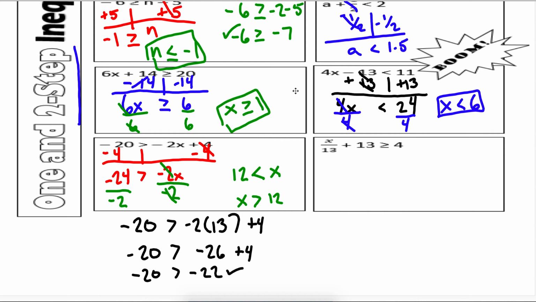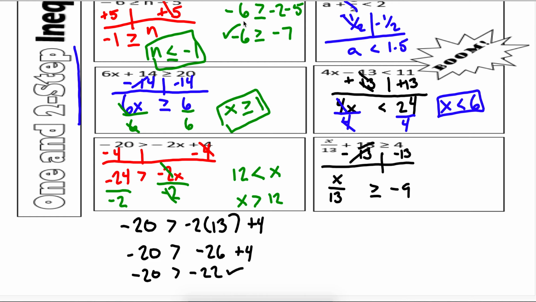Let's work here. We have x divided by 13 plus 13 greater than or equal to 4. Okay, first thing, let's get rid of this positive 13. X over 13, we got cancel out, greater than or equal to 4 minus 13. 4 minus 13 is negative 9.